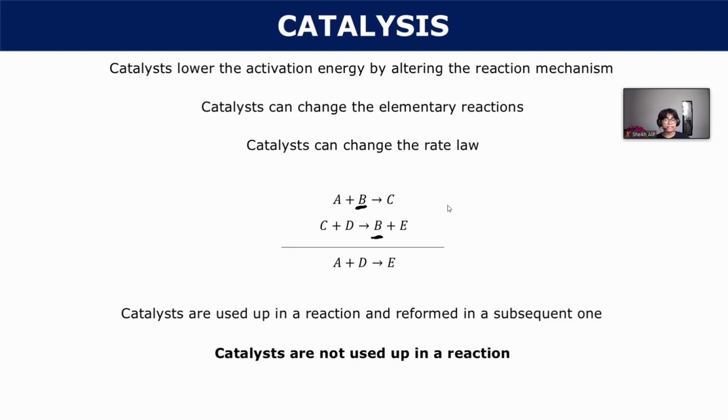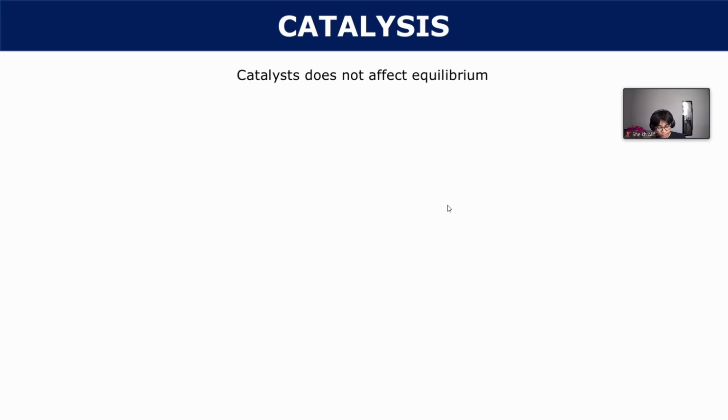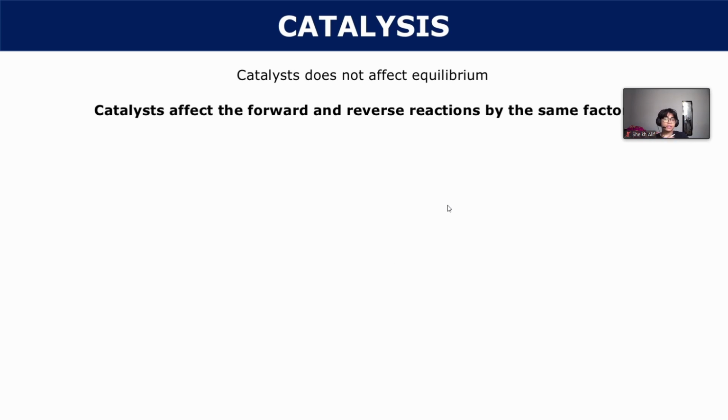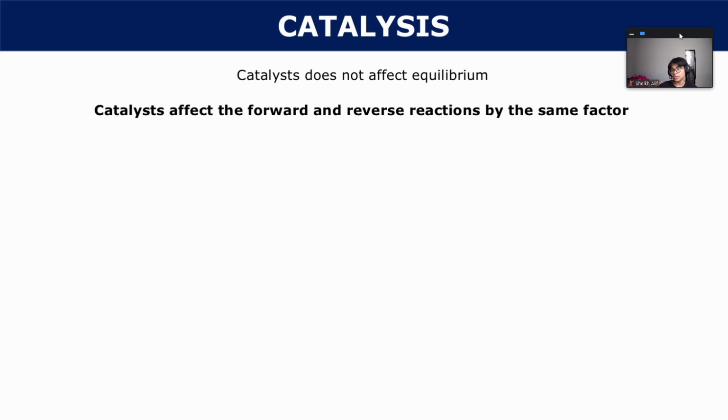Another thing about catalysts is that they do not affect equilibrium. Catalysts affect the forward reaction and reverse reaction by the same factor. So if you double the forward reaction, the reverse reaction would also double. And doing that, it does not affect the position of equilibrium. Rather, it changes how fast the reaction will reach equilibrium.